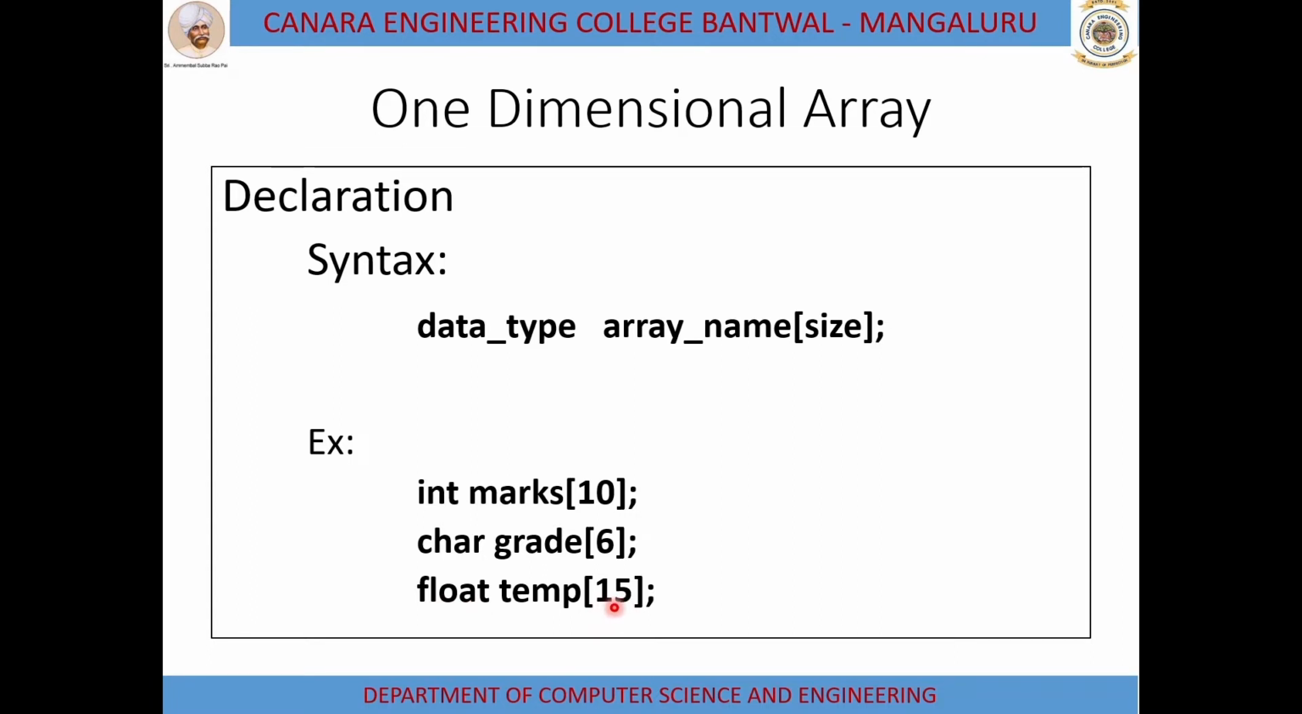Now consider the first one, int marks with size 10. For example, you want to store the marks of 10 students, or the marks of a student in 10 subjects. Without using the concept of an array, you may need 10 variables to store the marks of one particular student in 10 subjects. Instead, if I create an array like the one shown here, int marks with size 10, then using one variable itself I can store 10 values, or the marks of the student in 10 subjects. That's the main advantage of using arrays.